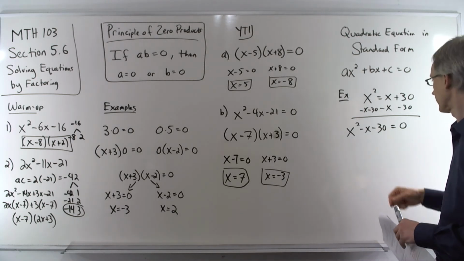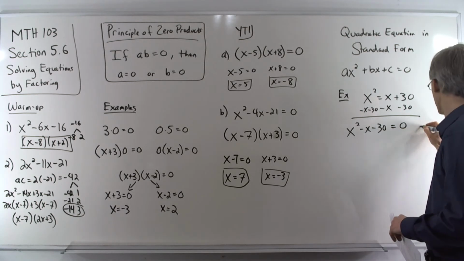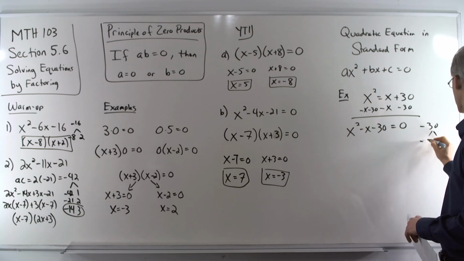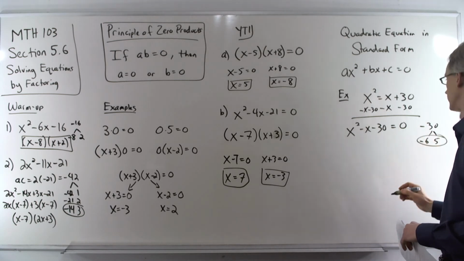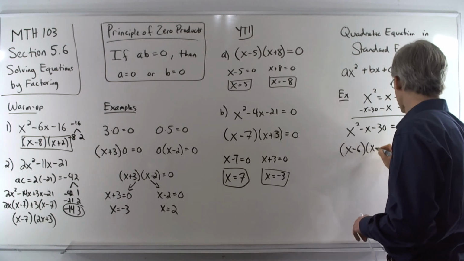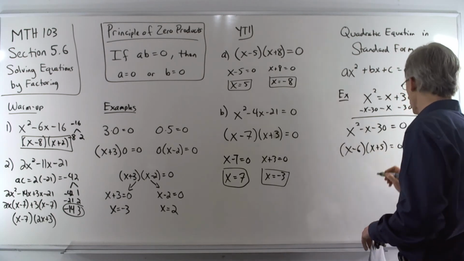All right, now we're going to factor this. So we need two numbers to multiply to get negative 30 and add to get negative 1. So that's going to be negative 6 and 5. So this factors into (x - 6)(x + 5) = 0.